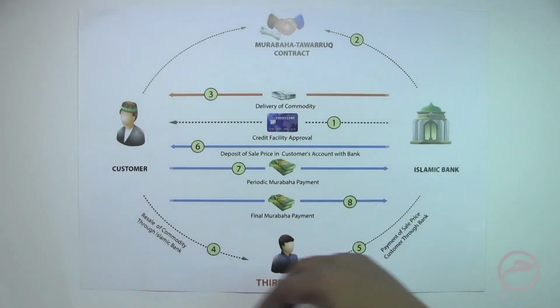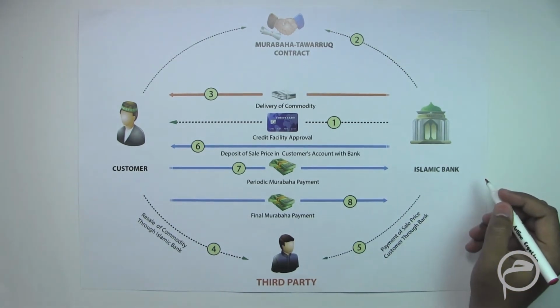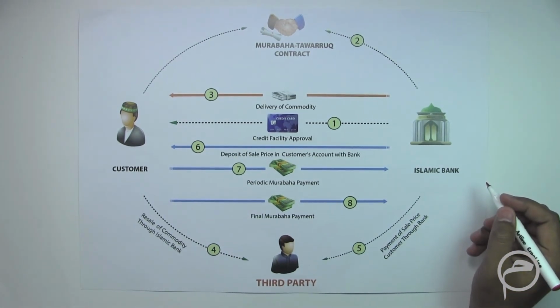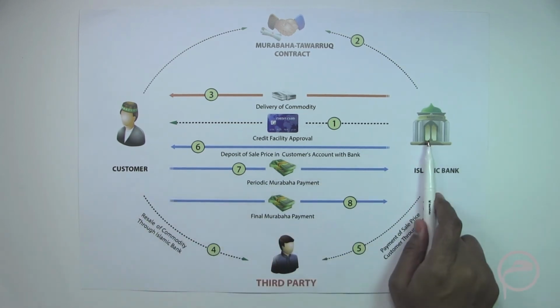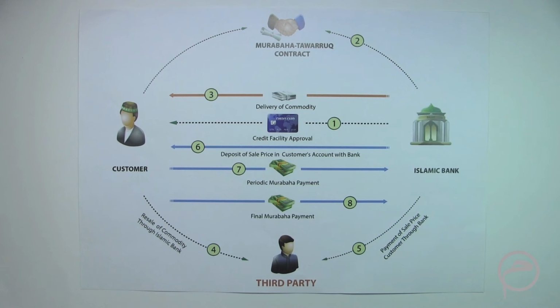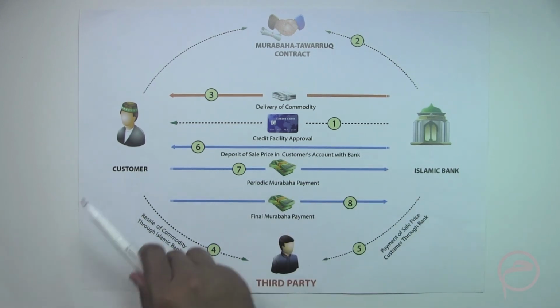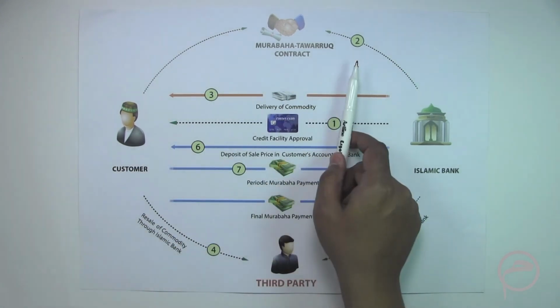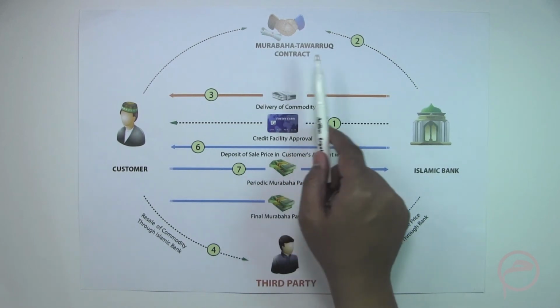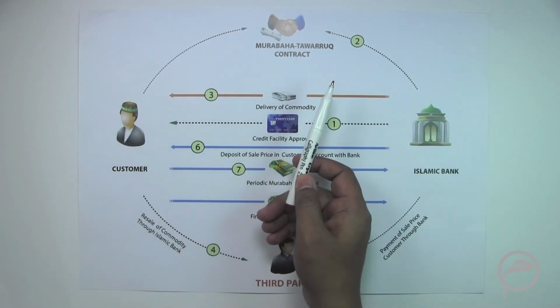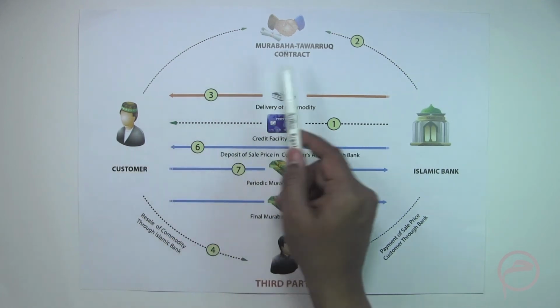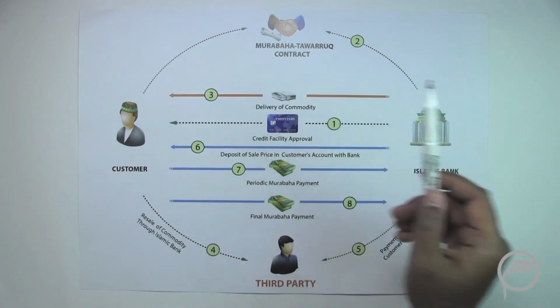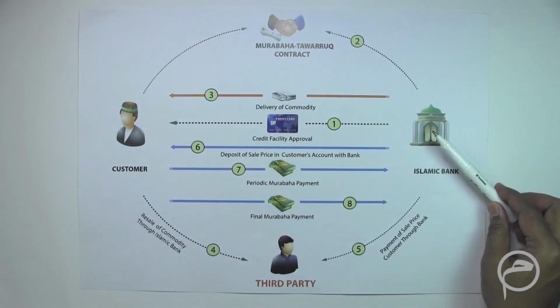So now let us discuss another structure which is based on a Tawarruq or a commodity murabaha structure. A customer approaches an Islamic bank. The customer wants an Islamic credit card. The customer enters into a Tawarruq contract or a commodity murabaha contract with the Islamic bank. If the limit which the customer wants for the credit card is $100, they enter into a commodity murabaha for $100.